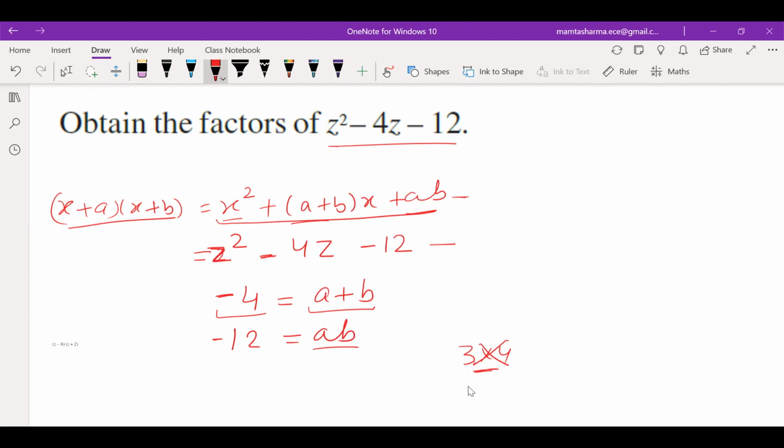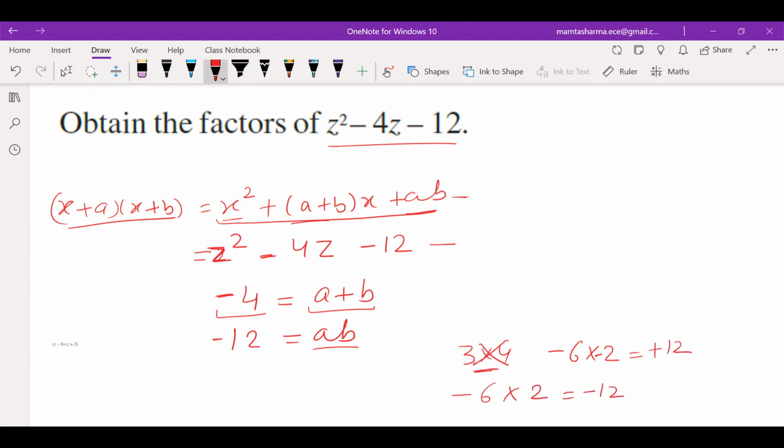The other possibility is if I take 6 into 2. 6 into 2 is also 12. Ma'am, we can take minus 6 into minus 2? No, minus 6 into minus 2 will not give minus 12. It will give plus 12 only. If you multiply minus 6 into plus 2, then it will give minus 12.